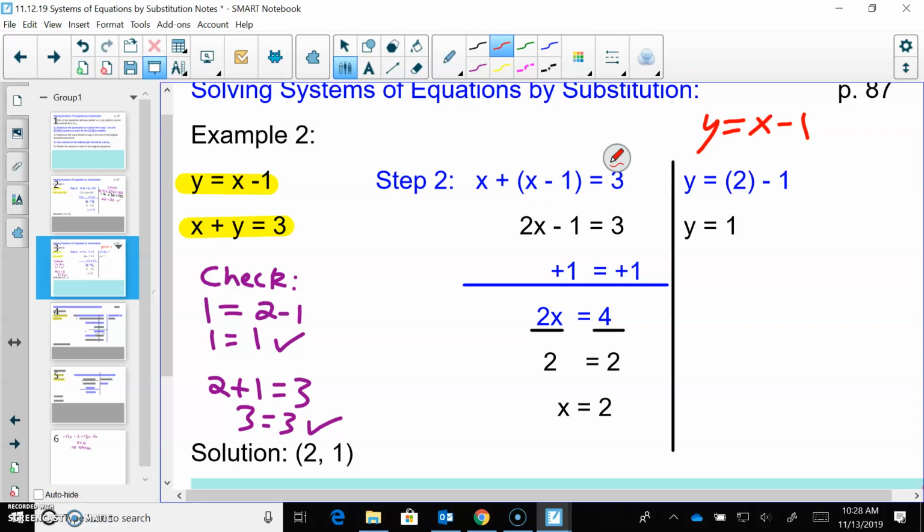And then 1 is your y value that comes second. So that's why the solution is 2, 1.